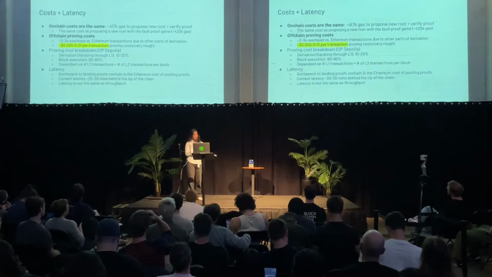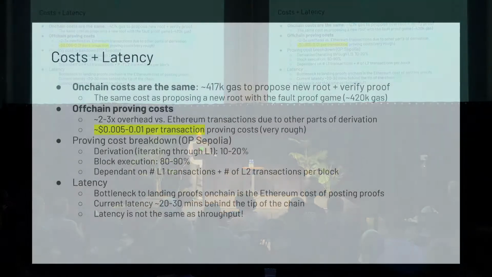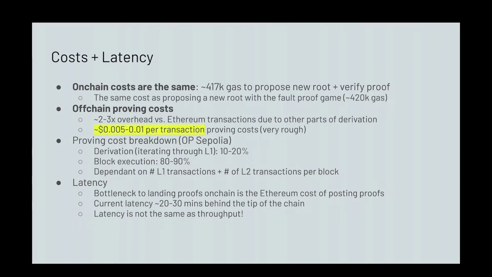The off-chain proving costs are obviously a cost that is not present in the fault proof system. And we found that in the end, it ended up being 0.5 to 1 cent per transaction proving costs. And this is a super, super rough estimate. It really depends on your workload. It really depends on how many transactions there are per block. It also really depends on your L1's throughput. So again, this is a very rough number, but we ended up with this range.